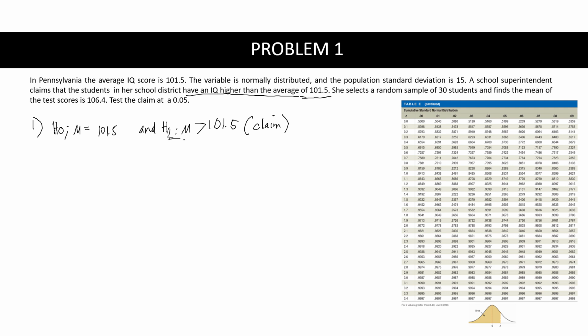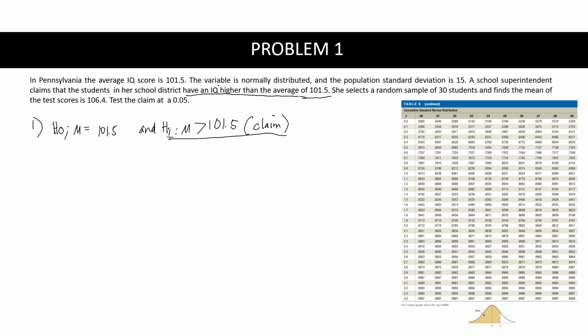So that is our claim. The claim is that the students in her school district have an IQ higher than the average of 101.5. Okay, that's our claim. So step number 2, find the critical value.